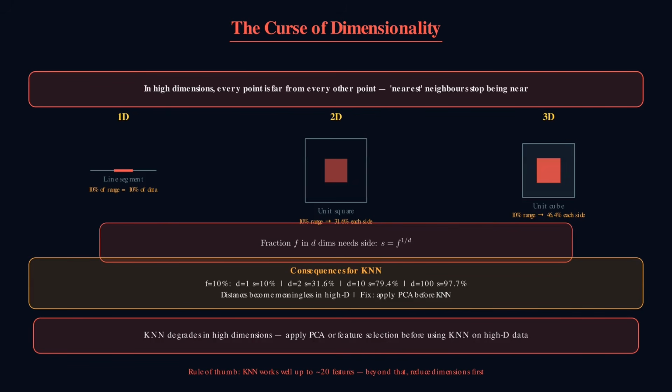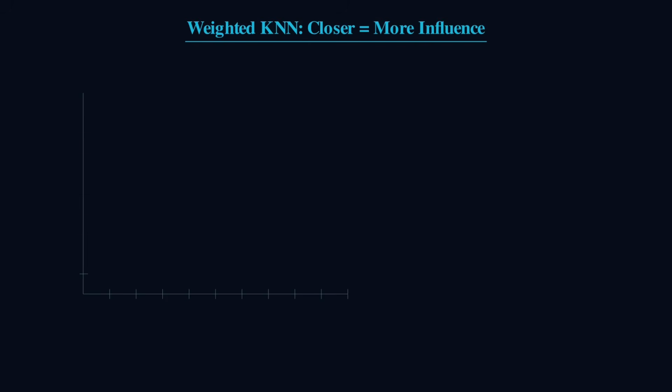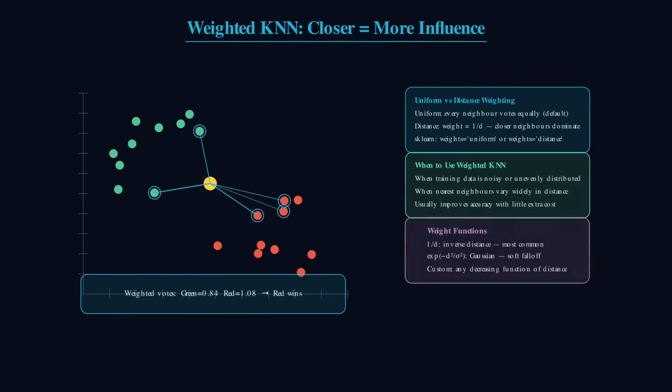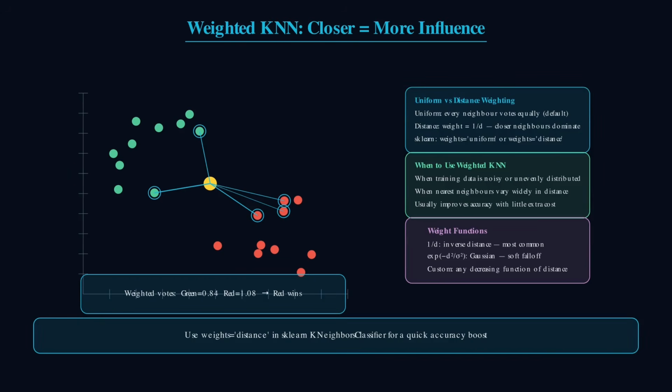Let's visualize the decision boundary. Every point in the feature space gets classified by its k nearest neighbors. The regions that form are called Voronoi cells. Each belongs to the class whose training points dominate that neighborhood. The boundary is nonlinear, adaptive, and entirely shaped by your data. This is why KNN naturally handles any number of classes without any modification.